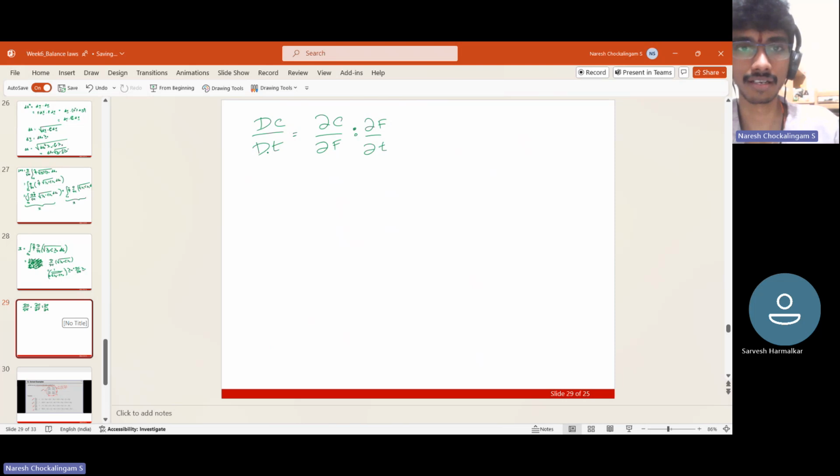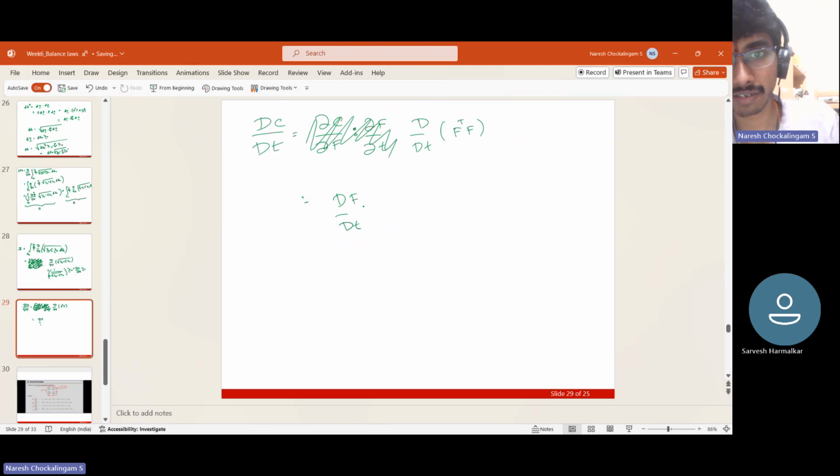Let's do one thing. We don't need this. So dC by dt, let's find out directly. It is d by dt of F transpose F. So this is nothing but dF by dt transpose F plus F transpose dF by dt.